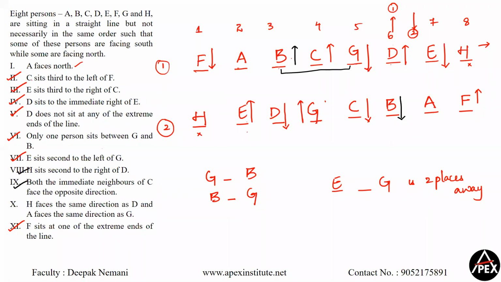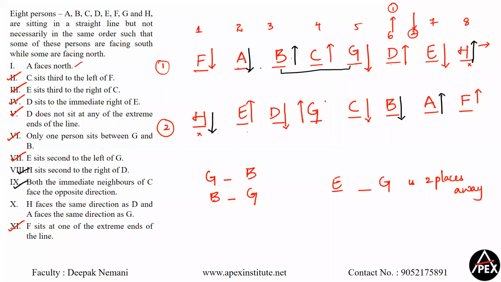Now H faces same direction as D. So H will be facing this direction in this case and this direction in this case. And A faces same direction as G. So A will be facing this direction in this case and this. Now it is given that no, we cannot delete one. You will be having 2 possible cases.